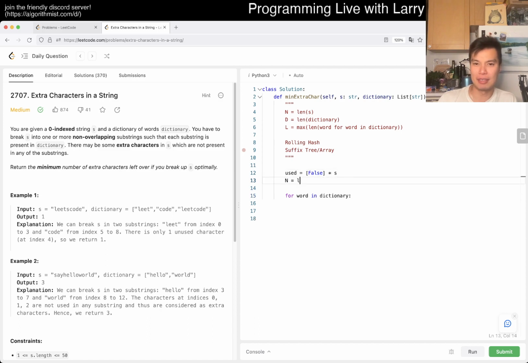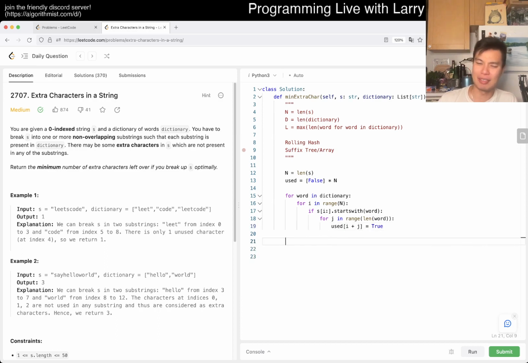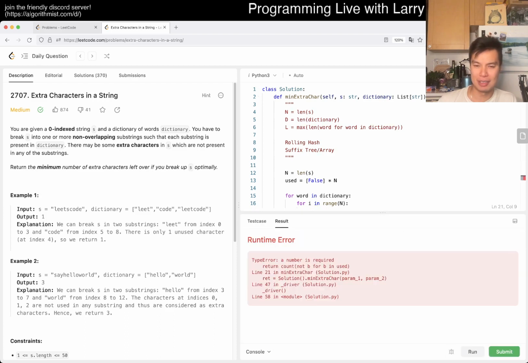N is equal to length of s. Right, if s at i starts with word, then now what happens? Then you could probably do a replacement, but I'm just going to do something like for j in range of length of word, use sub i plus j is equal to true, and that's pretty much it, I think, in concept. And then now we just return the count of, is that how I write it? B is equal, yeah, this is always an awkward way to say it, right? So not B for B in used. Is it count or sum? I always forget. A number is required, fine.